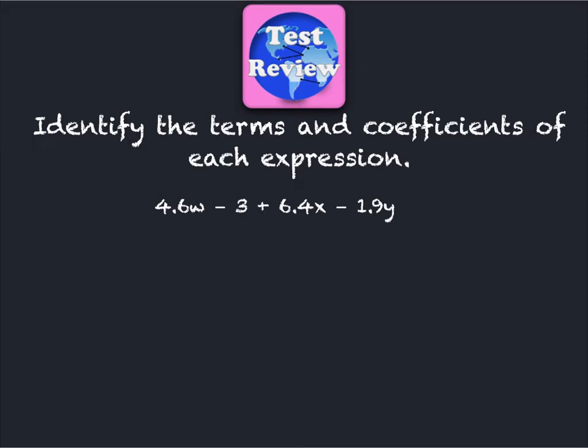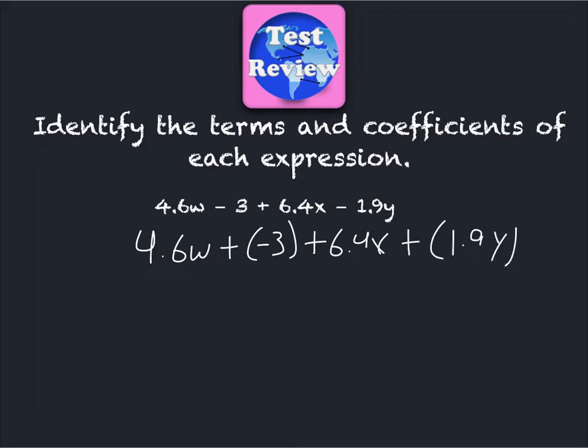Identify the terms and coefficients of each expression. So remember, when we have an expression like this, a term is anything that's separated with an addition sign. You could rewrite this using addition signs. That would simply be 4.6w plus -3 plus 6 4/10 times x plus 1 9/10 times y. And that might make it a little easier for you to identify the terms. So what would the terms be? I'll just put T for terms.